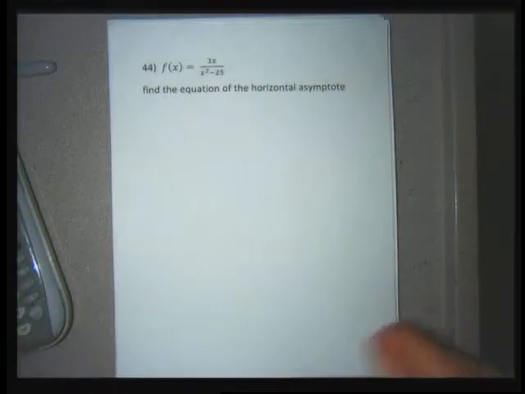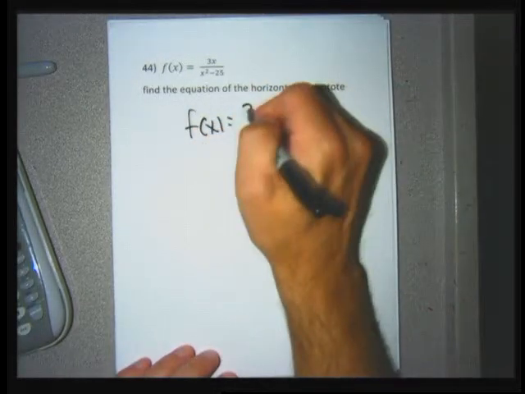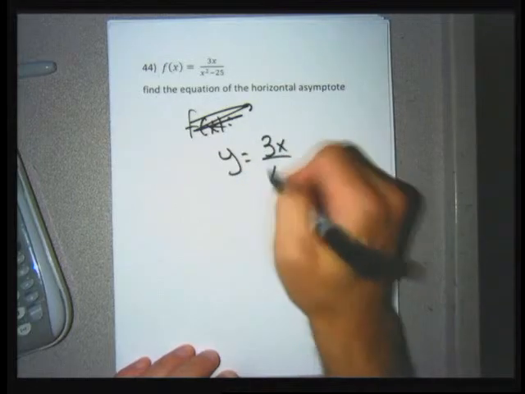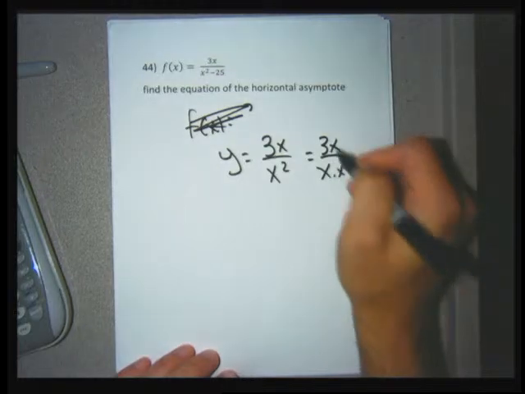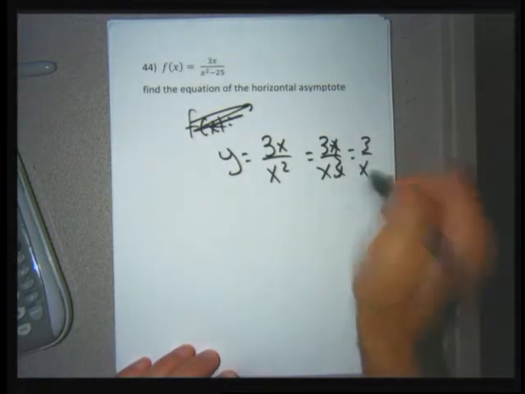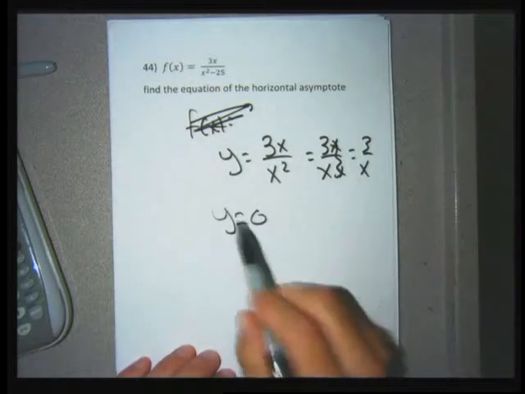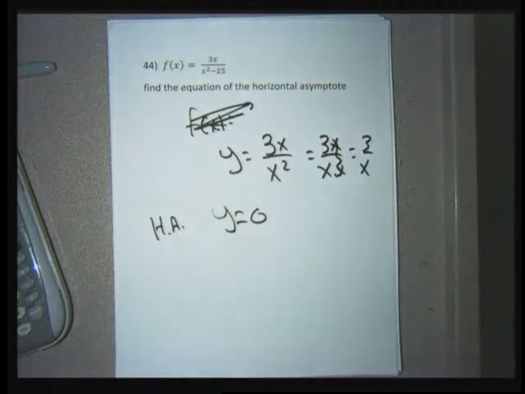Lots of x-axes for these. Here's another one. I'll go y equals 3x over x squared, which is going to be 3x over x times x. One x cancels. I'm left with an x in the denominator. So again, you get y equal to 0 for the horizontal asymptote. I'm not going to draw that one, just to save a second.